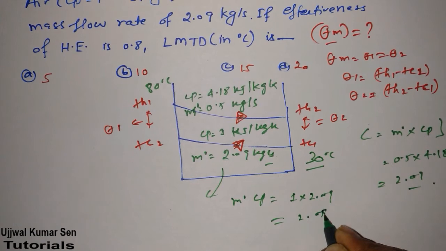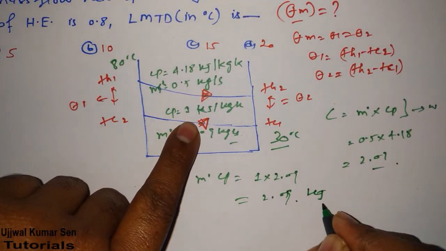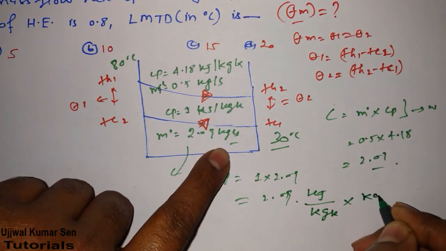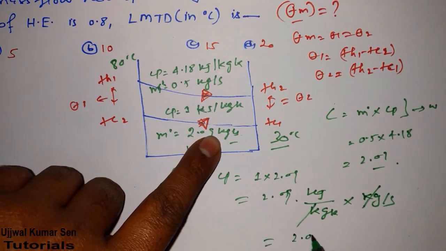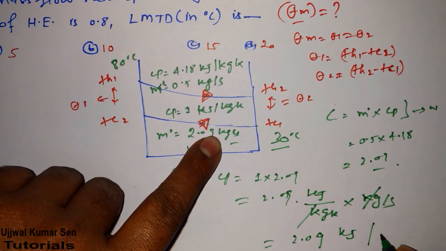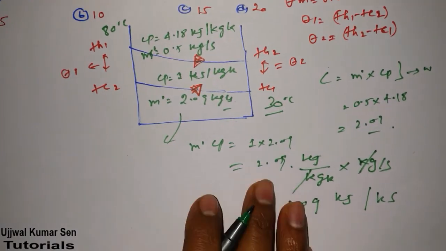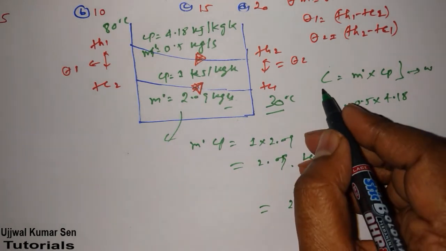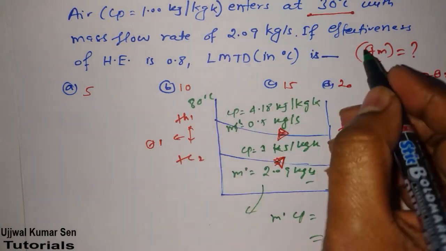Now let's check the unit. Kilojoule per kg Kelvin multiplied by kg per second. The kg gets cancelled. What remains is 2.09 kilojoule per Kelvin second. So in this way you can get even the unit, and we don't need to bother about the units, you can find them quite easily. Now why do we require this? That is important, so I'm sharing it with you here.